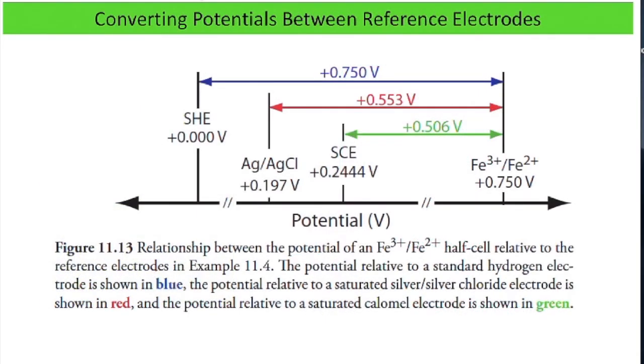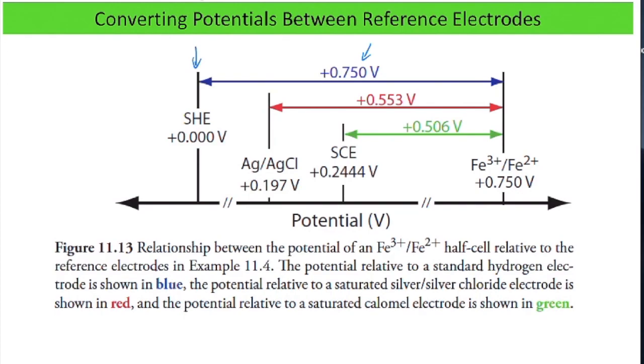Because each of these different electrodes has a different potential associated with it, you may need to convert from one to the other. For example, if you take a measurement with the standard calomel electrode, what would that measurement look like if you use the silver-silver chloride electrode or a standard hydrogen electrode? This particular chart you can find in your textbook, and it shows you the conversion between each of those electrodes. If the standard hydrogen electrode is at 0 volts, and you were to measure an iron 3+ iron 2+ solution, you would get a voltage of 0.750 volts if you use a standard hydrogen electrode.